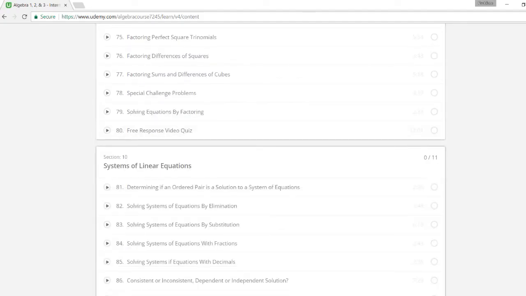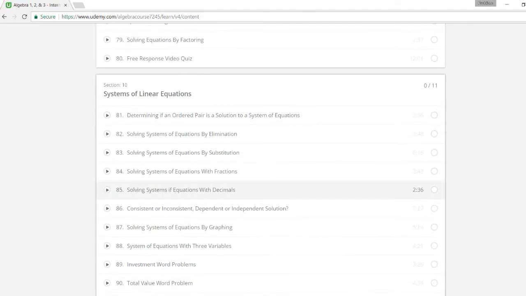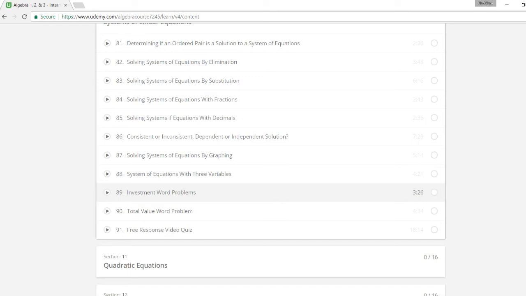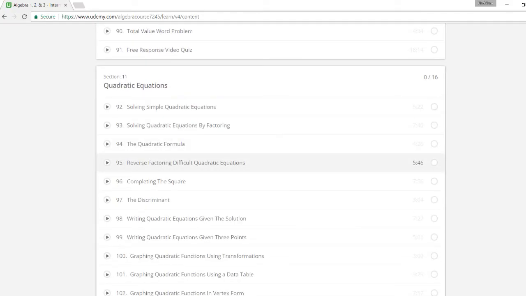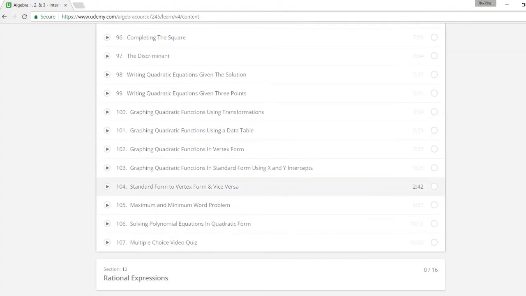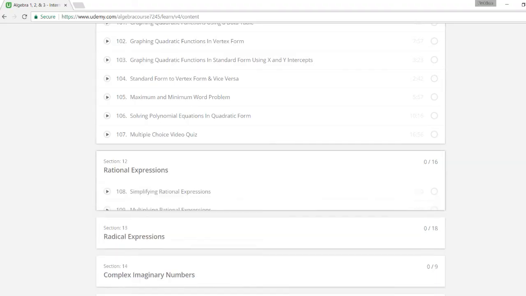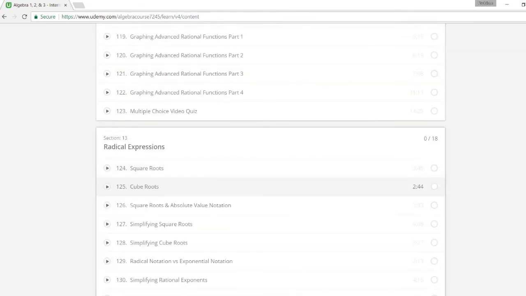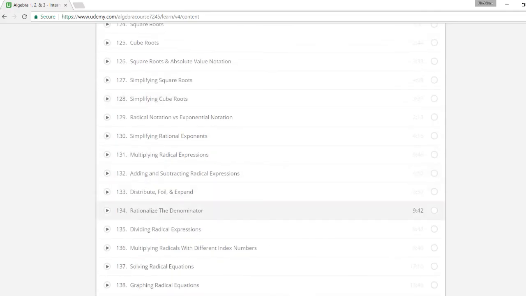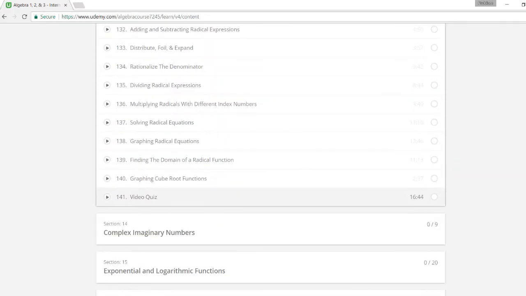And then system of equations. You can solve it by elimination, substitution. There's also word problems as well. Sometimes you got to solve equations with three variables, x, y, and z. So that could be helpful. Next, quadratic equations, how to use a quadratic formula, how to graph them, how to convert between standard and vertex form. And then you have rational expressions and radical expressions, solving radical equations, simplifying it, things like that.